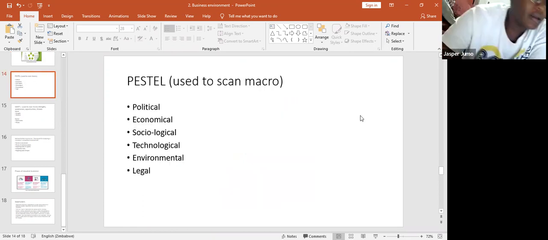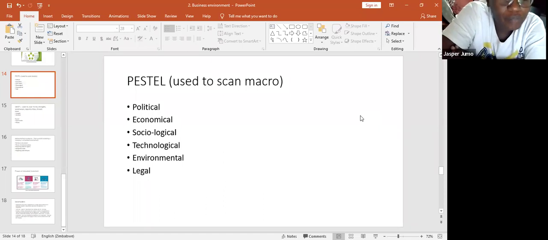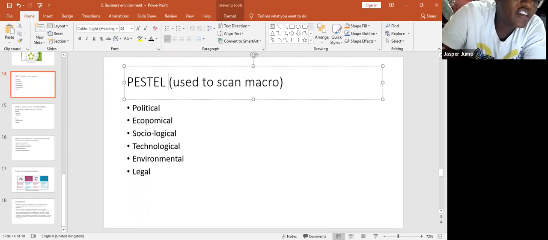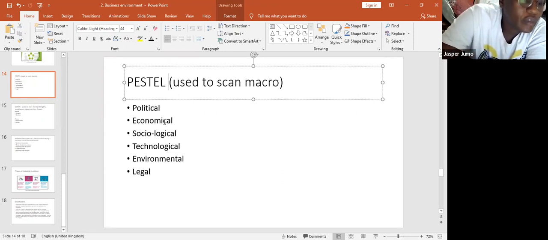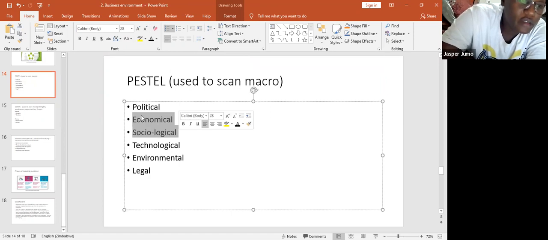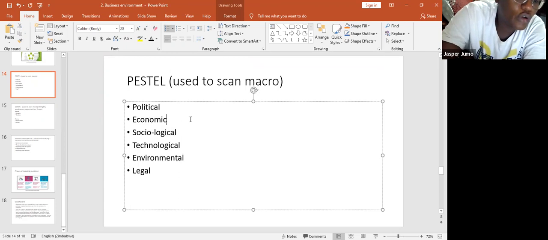Okay. Now, when you are scanning your environment using the Pastel analysis, it's an acronym. Pastel stands for political, economic, sorry, this is economic, not economical. There is a difference there. Economic, sociological, or we normally just call it the social, technological, environmental, and legal.